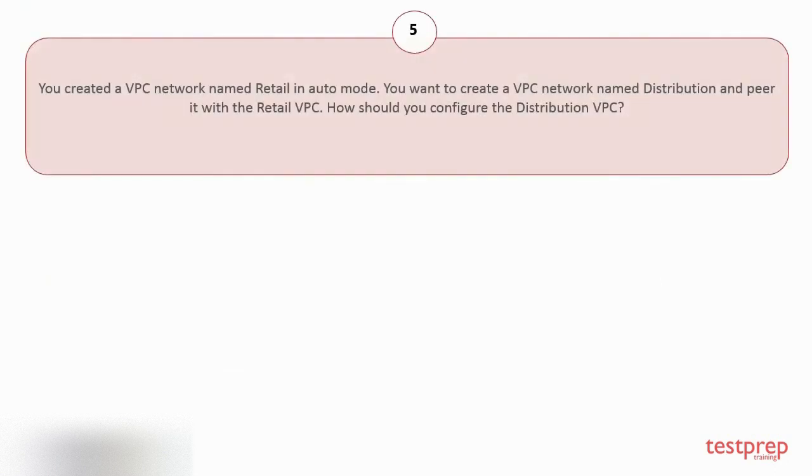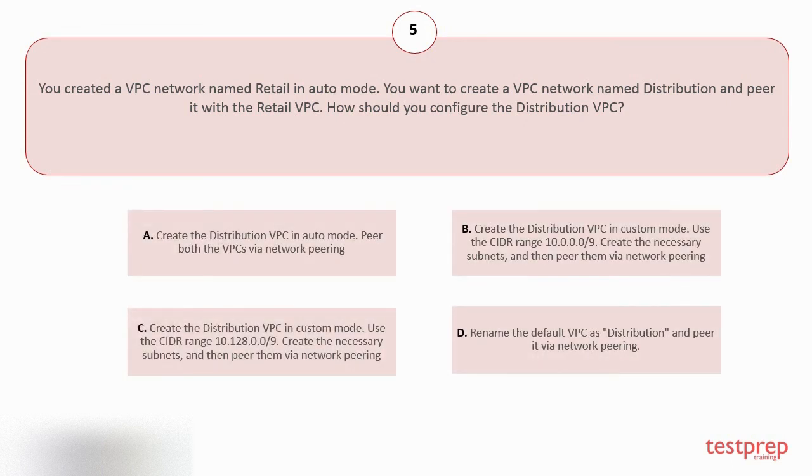Question number 5. You created a VPC network named Retail in Auto Mode. You want to create a VPC network named Distribution and peer it with the Retail VPC. How should you configure the Distribution VPC? Your options are: A. Create the Distribution VPC in Auto Mode. Peer both the VPCs via network peering.